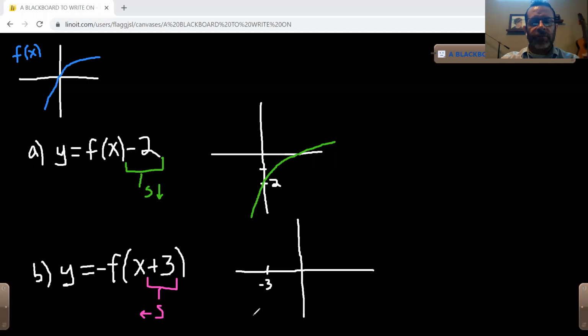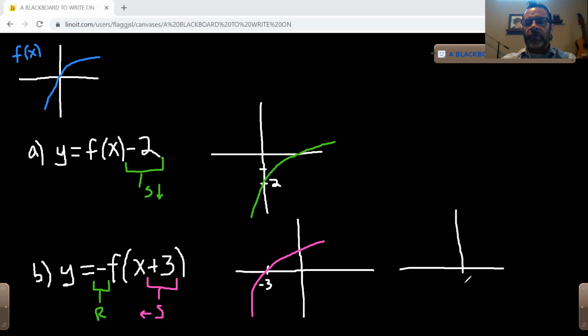And so the new function is going to go something like this, okay? And the next thing that we see here is that we've got a minus here. So is it clear that the minus outside the function is going to generate a reflection, okay? And that reflection is going to be reflected along the x-axis. So we've got the minus 3 here.